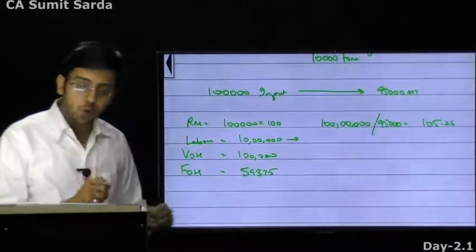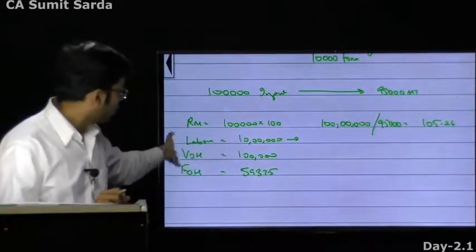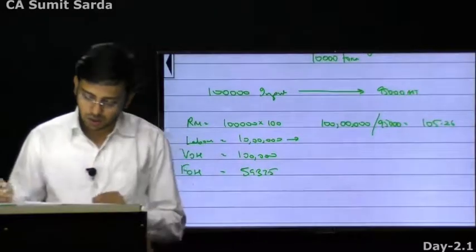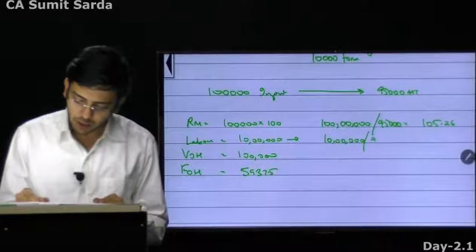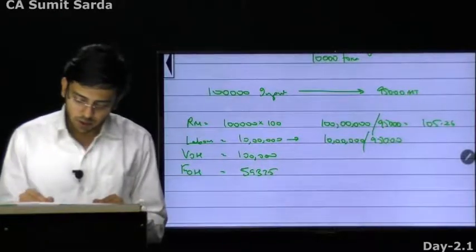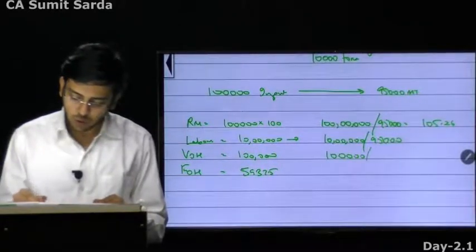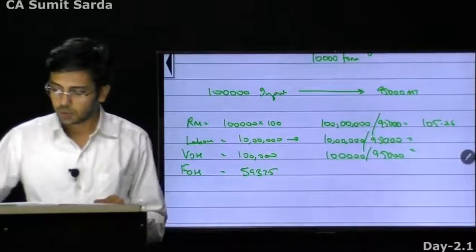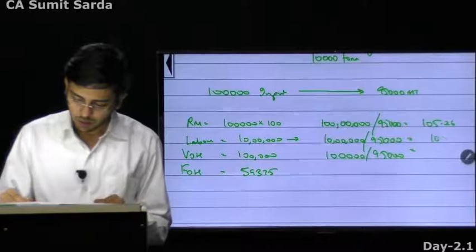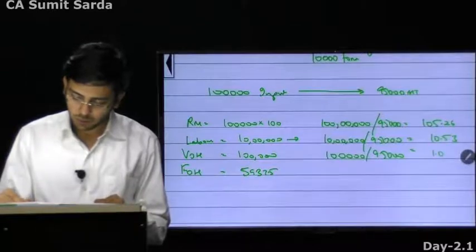So there has been an abnormal wastage in labor and variable overhead as well. In case of labor, again the 10 lakh rupees should be divided by 95,000 units, and variable overhead of 1 lakh should also be divided by 95,000 units. I hope it is clear. So 10.53, 1.05.